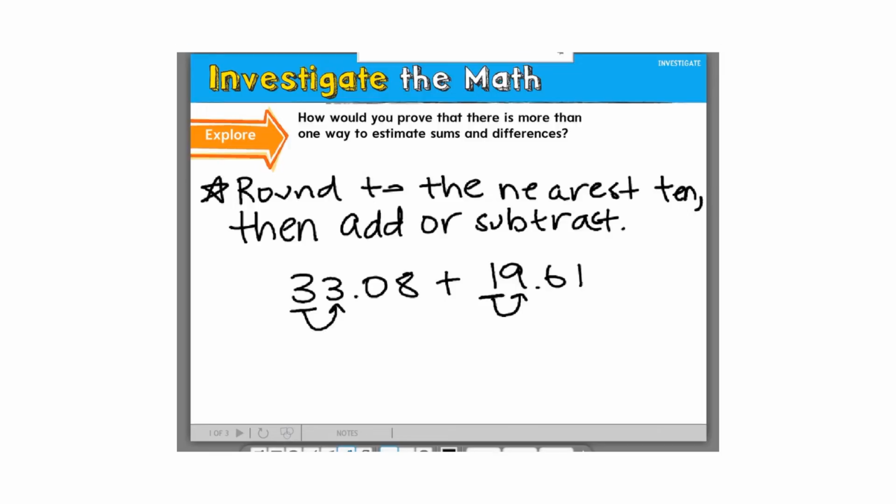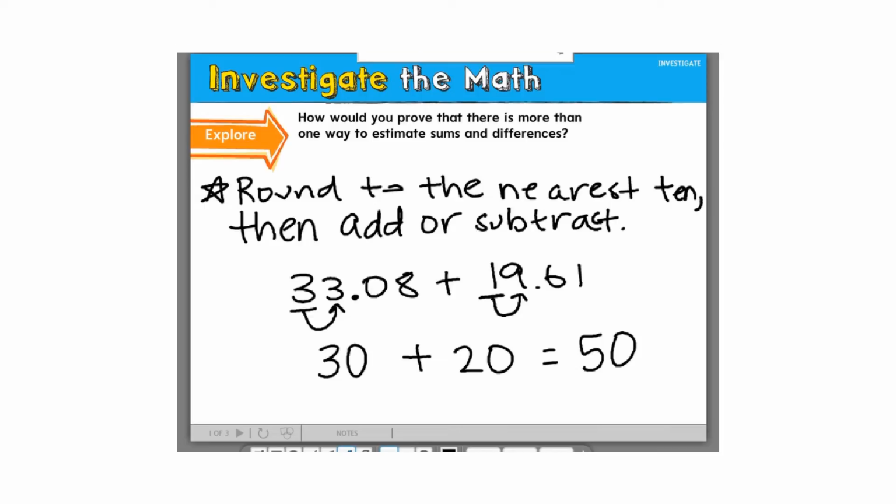33 and 8/100ths would round to 30, and 19 and 61/100ths would be 20. He's right. So here's why. We're rounding to the tens. So here's the decimal. The numbers between that number and the decimal have to become a 0. And then everything after the 0 can disappear. So then my final answer is 50.